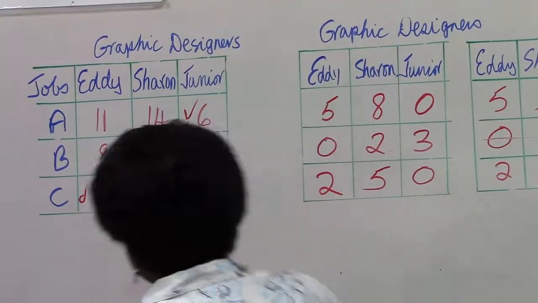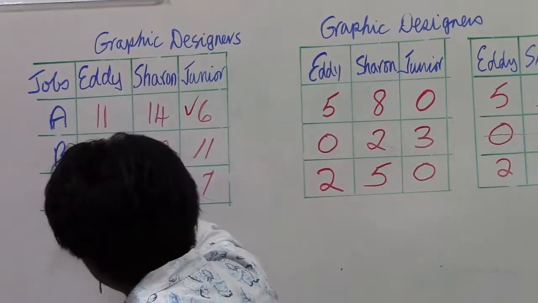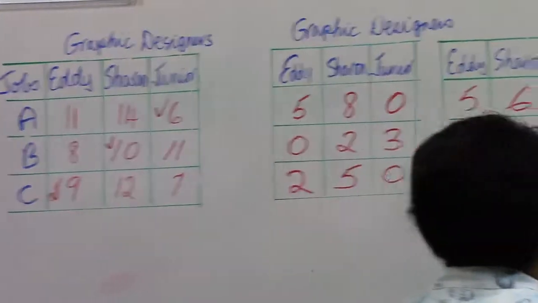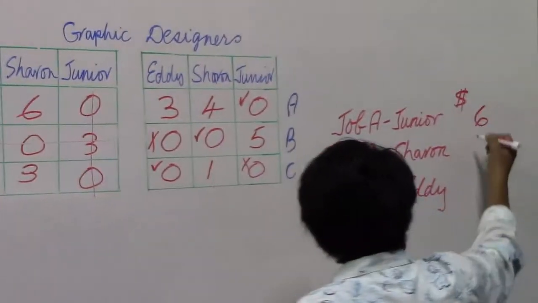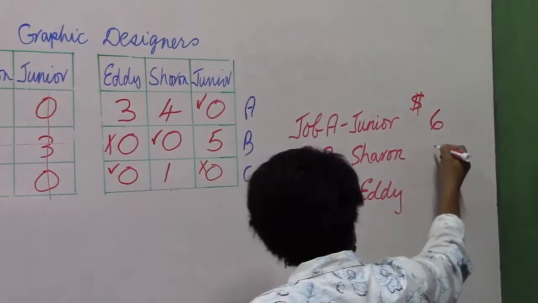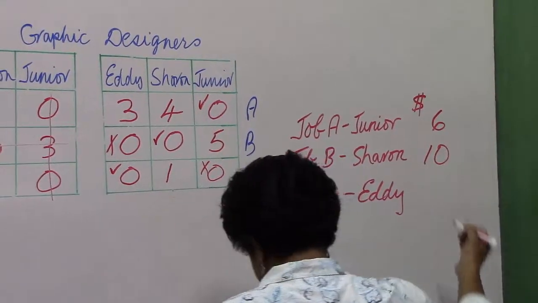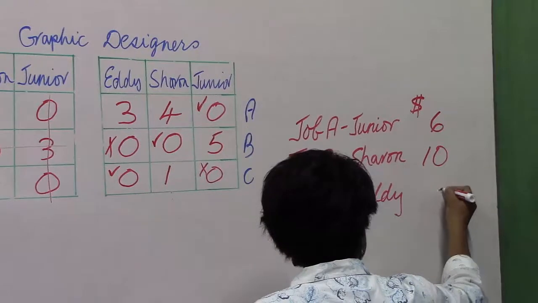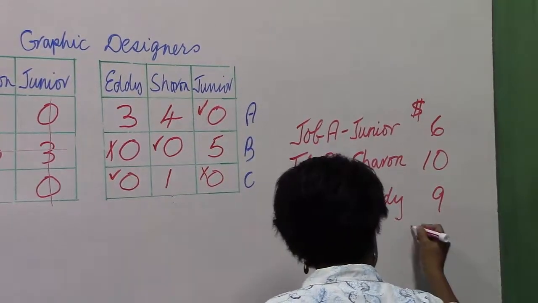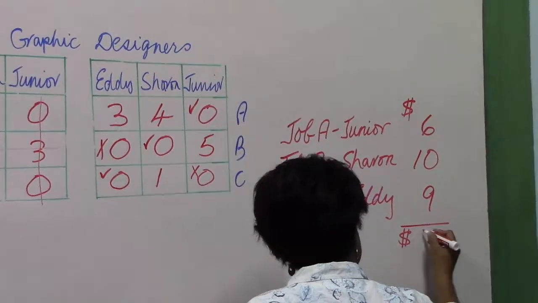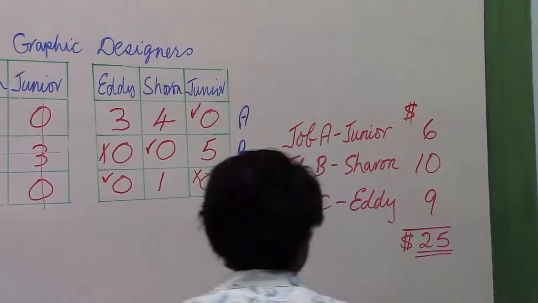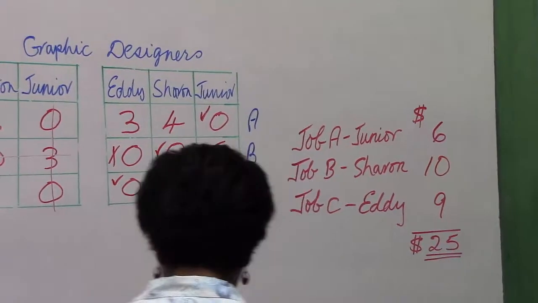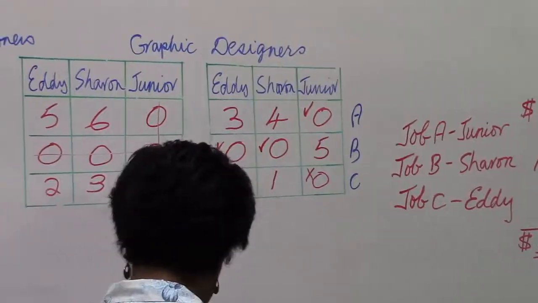So I'm going to just write it out here now. Alright, so let's go now. Junior is 6. Sharon is 10. And Eddie is 9. So when you add that up, you get 25. So that is the answer for this exercise.